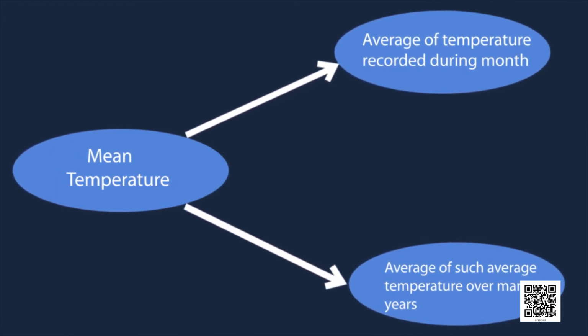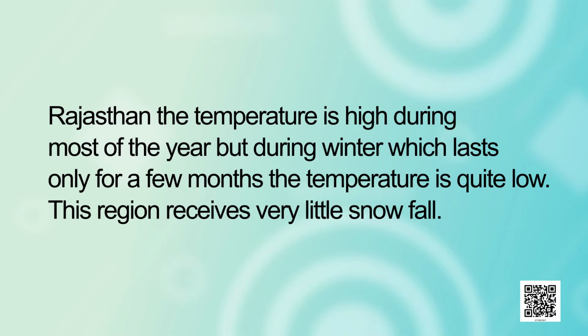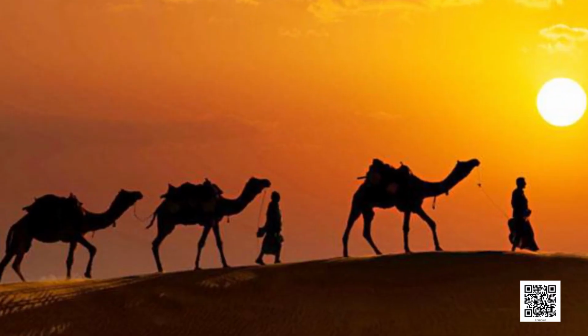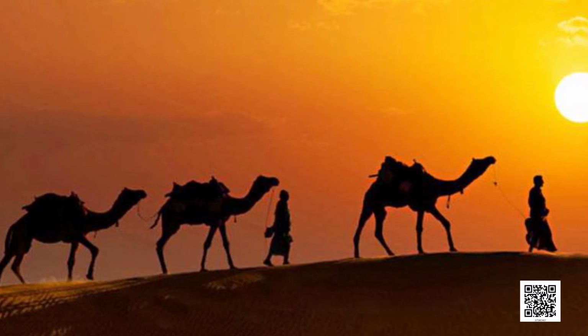Like in the western regions of India, for example, Rajasthan, the temperature is high during most of the year. But during winter, which lasts only for a few months, the temperature is quite low. This region receives very little rainfall. So, we can say that areas like Rajasthan have a typical desert climate, hot and dry.